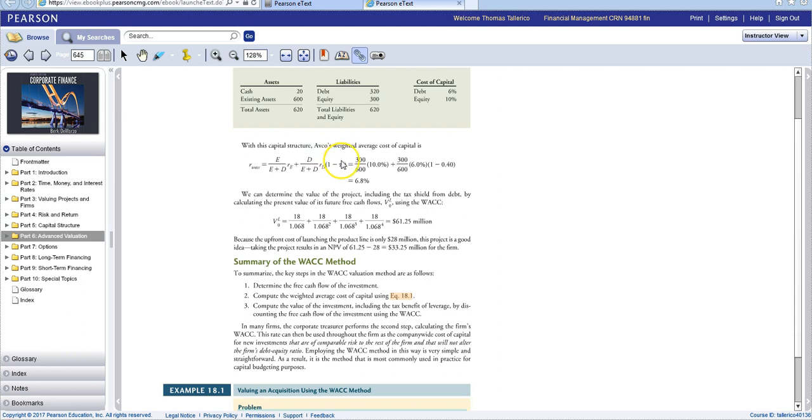So again, this is the big thing. This is the tax benefit of leverage here. And you can see the summary of how to do this. And the final step is compute the value of the investment, including the tax benefit of leverage. So everything is included in this equation. And this is probably the easiest one to do. All we do is plug numbers in here, and we're done.